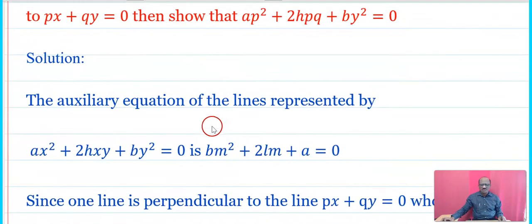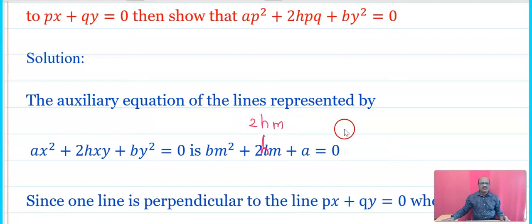Now see this here. The auxiliary equation of the lines represented by ax square plus 2hxy plus by square. This is the h. This is the 2hm. I will write again here.